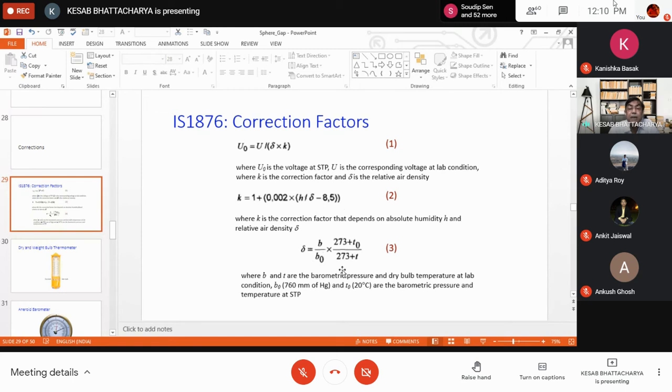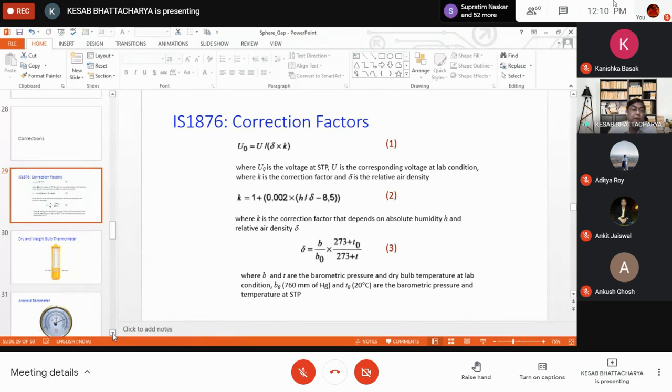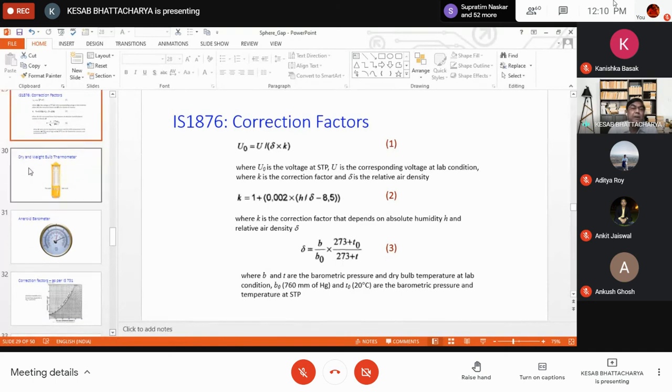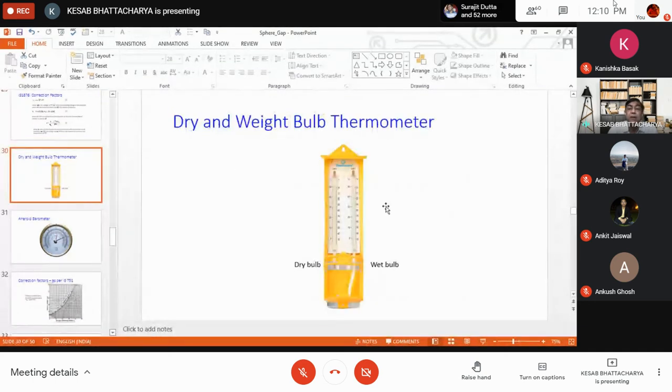Now, delta we can find out from here. In order to find out H, that is absolute humidity in gram per meter cube, we have to take readings of both dry bulb and wet bulb thermometers, and then we have to use another curve which gives you the reading of absolute humidity in gram per meter cube, that is H, corresponding to the particular readings of dry bulb and wet bulb thermometer. Now, these are the diagrams for finding out the dry bulb thermometer reading and wet bulb thermometer reading.